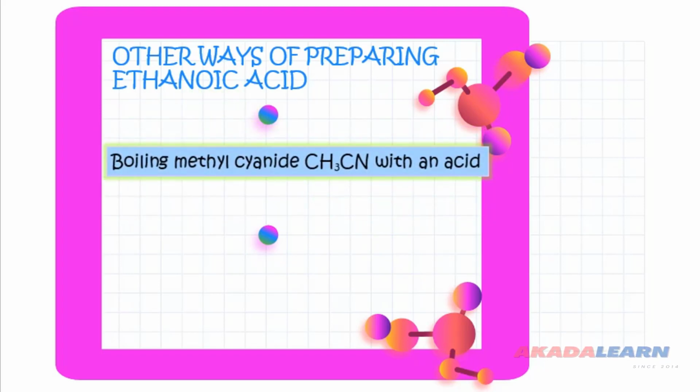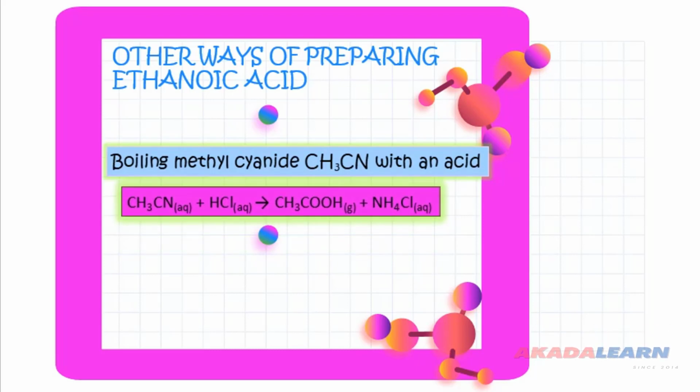Again, we can use the boiling of methyl cyanide, CH3CN, with an acid. This is the equation of reaction: CH3CN plus HCl to give us CH3COOH plus NH4Cl.